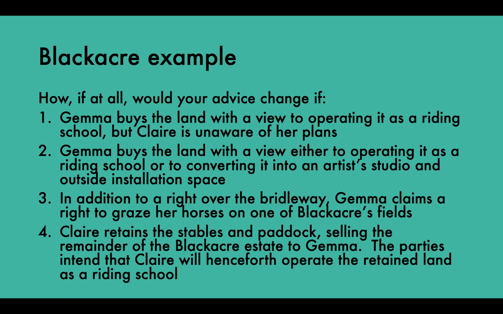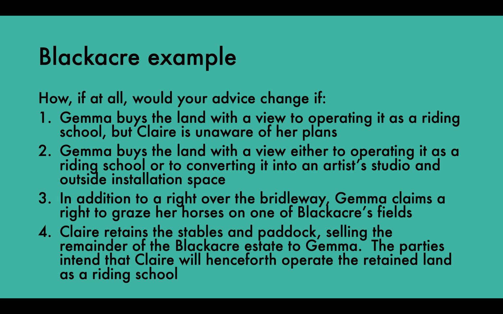What about if Gemma buys the land with a view to either operating it as a riding school or to convert it into an artist's studio and outside installation space? This does not appear to be intended to be used for a definite and particular manner, so again no easement will be implied. How about, in addition to a right over the bridle way, Gemma claims a right to graze her horses on one of Blackacre's fields? In this scenario, it's not essential to use the land in the manner intended by the parties, therefore Gemma will not have an implied easement to let the horses graze.